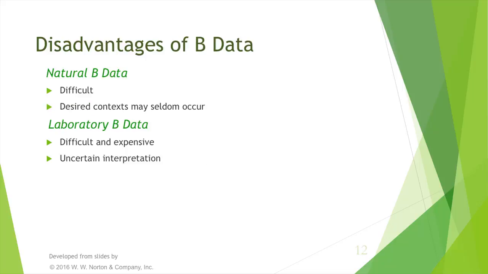One of the disadvantages of natural B data is that it can be extremely difficult to get for feasibility and ethical reasons, and that some of the contexts a researcher may wish to observe behavior in may not frequently occur. Similarly, laboratory B data can also be difficult to get for ethical reasons. There are limitations on what researchers can and can't do reasonably with participants, and it can also be quite expensive to run large-scale studies. There's also the issue, as I mentioned before, of uncertain interpretation and behaviors that may not mean what we think that they do.